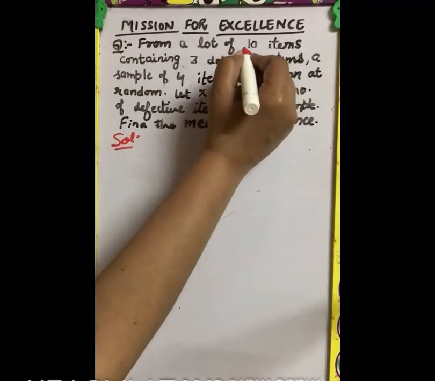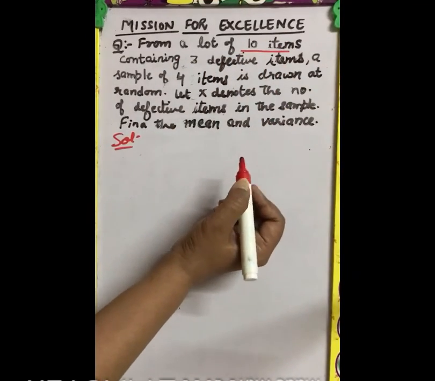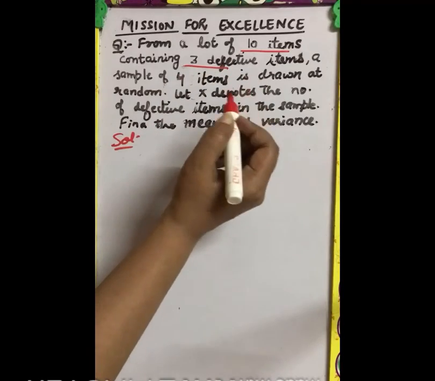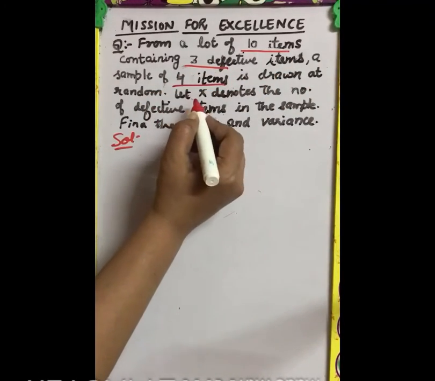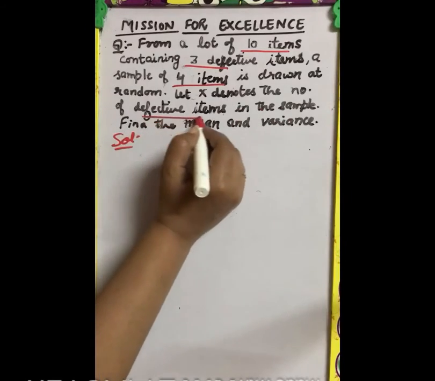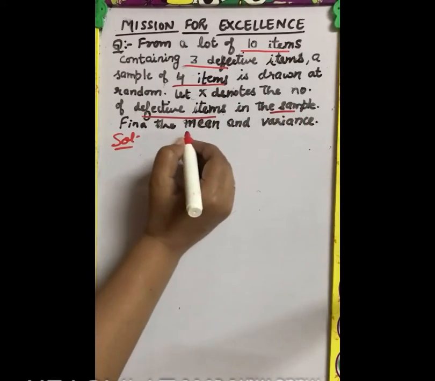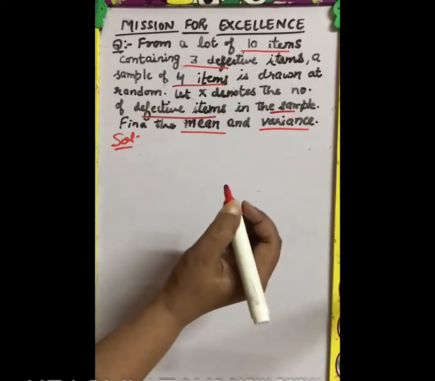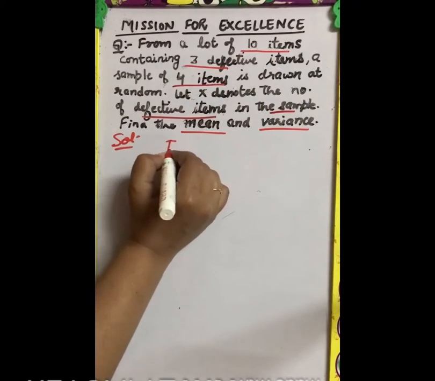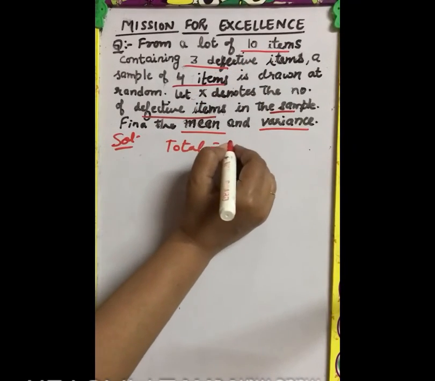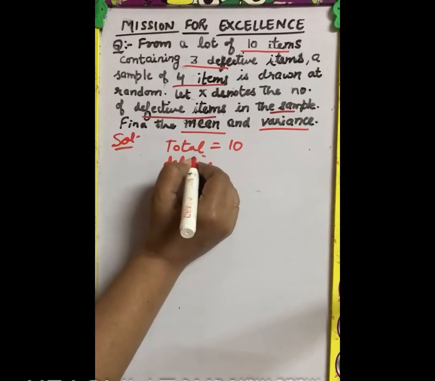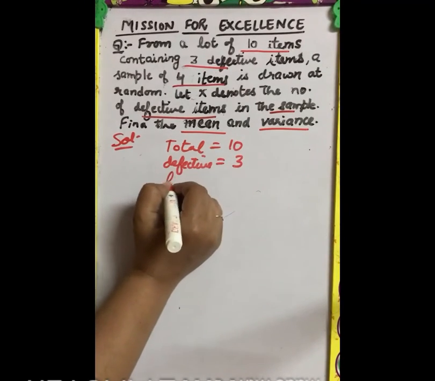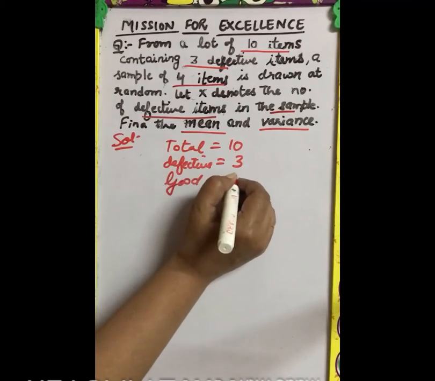To understand the concept of permutation and combination and mean and variance, let us take an example. From a lot of 10 items containing 3 defective, a sample of 4 items is drawn at random. Let X denote the number of defective items in the sample. Find the mean and variance. We have a total of 10 items. Out of these, defective are 3, which means the good items are 7.